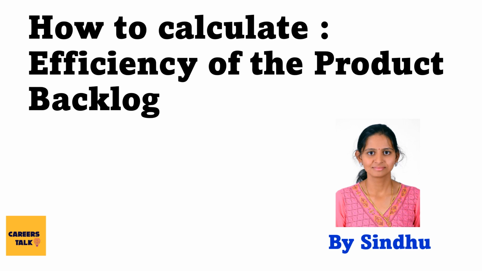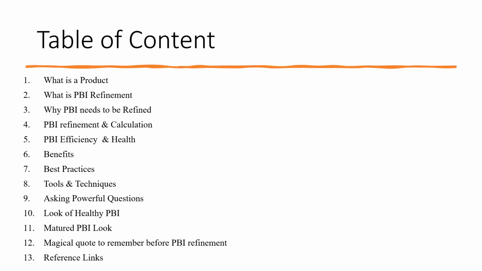Okay, so moving to the next slide, table of contents. What is a product? What is product backlog refinement? Why does a PBI need to be refined? PBI refinement and calculation, PBI items efficiency and health, benefits, best practices, tools and techniques, asking powerful questions, look of a healthy PBI, mature PBI look, magical code to remember before PBI refinement, reference links.